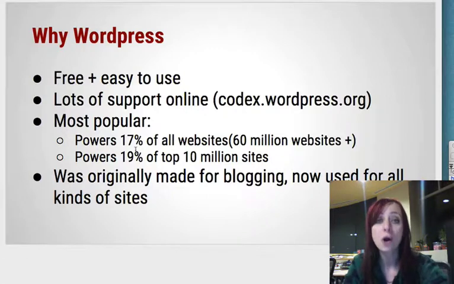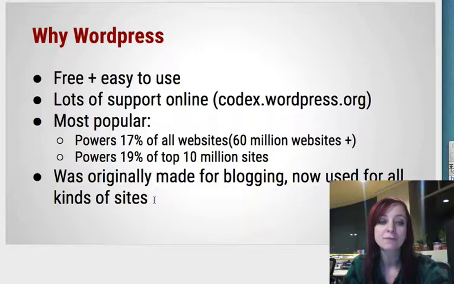If you go to codex.wordpress.org, it's like a giant textbook about WordPress and how it works, with examples and learning files and even a forum where you can post problems and people can help you solve them. It's also the most popular CMS. It powers 17% of all websites that exist. That's more than 60 million websites. It also powers 19% of the top 10 million sites. So in the top 10 million sites, almost 1 in every 5 is a WordPress site.